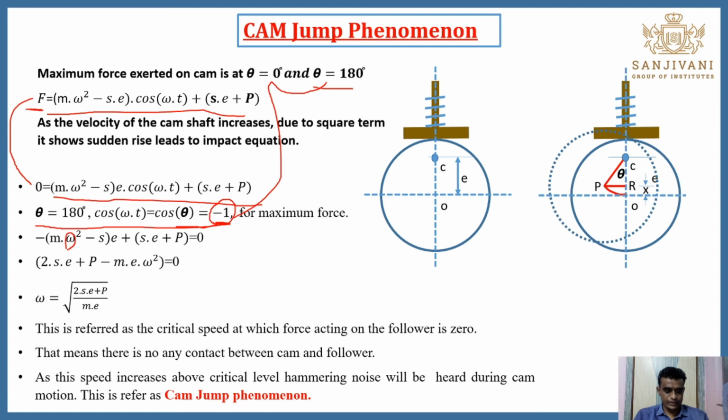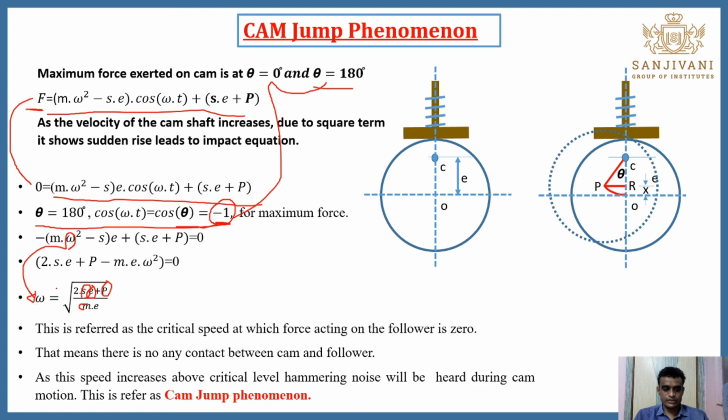Now we need to find this omega, the speed at which the cam jump phenomenon occurs. By rearranging these terms, you will find that omega is the square root of S, where S is the spring constant, the spring stiffness, E is the eccentricity, P is the preload, M is the mass, and E is again the eccentricity. These are the parameters which are responsible for the critical speed.